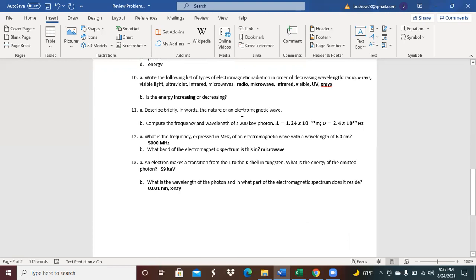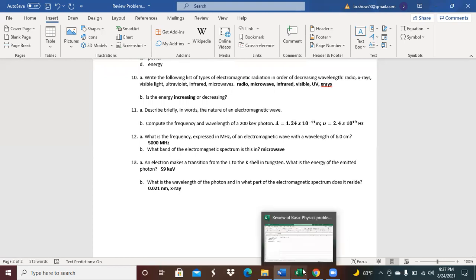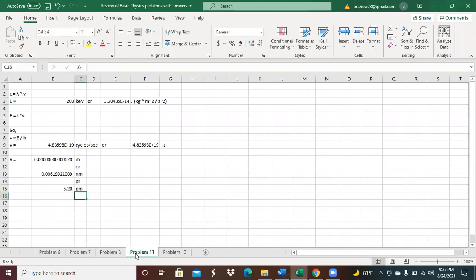You can describe briefly the nature of electromagnetic waves, compute the frequency and wavelength of a 200 keV photon. I'll give you a little help with that. We know what the energy is of the photon. We know what this particular formula is. It links Planck's constant with the frequency. Since we have the energy, we can turn around and we can solve. So if we take the energy and we divide it by Planck's constant, we end up with this.